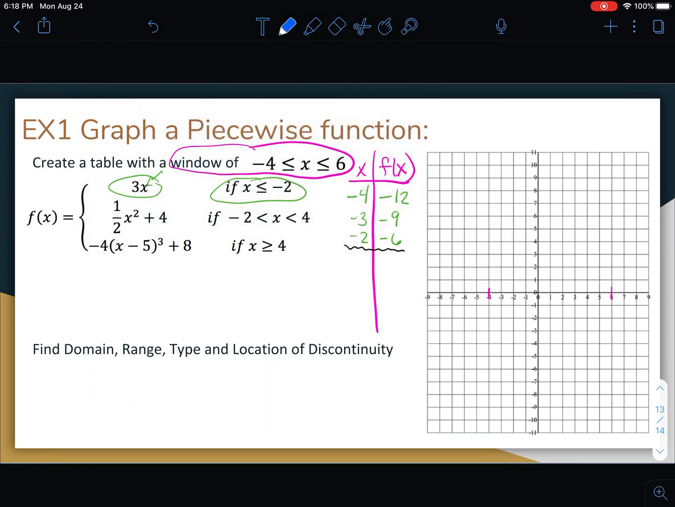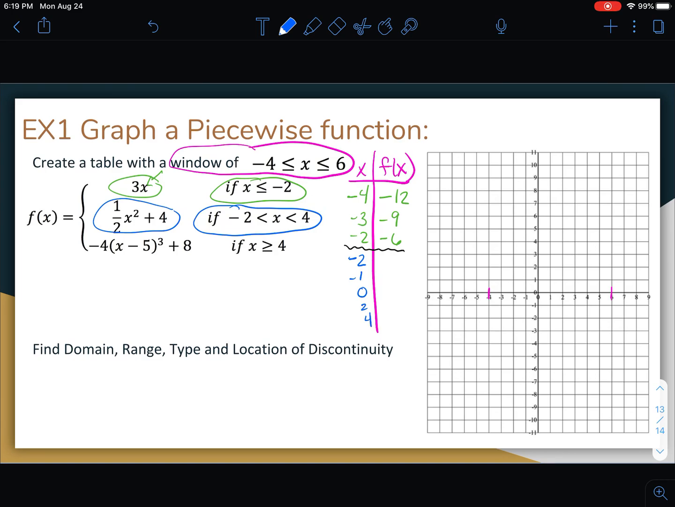Now my second piece is quadratic, and we use that quadratic piece between -2 and 4, not including -2 or 4. But remember, we need to see if there's a hole where the location might be. So I am actually going to do -2, -1, 0. Do I really want to do all these points? Not really. Maybe I'll do a 2 and a 4. And I can always put more in if I want to.